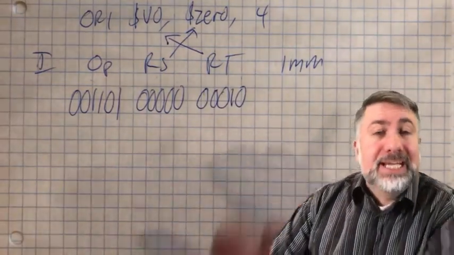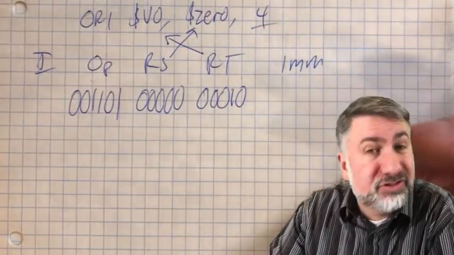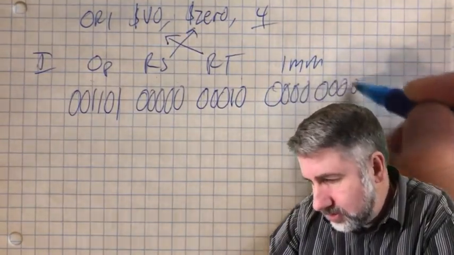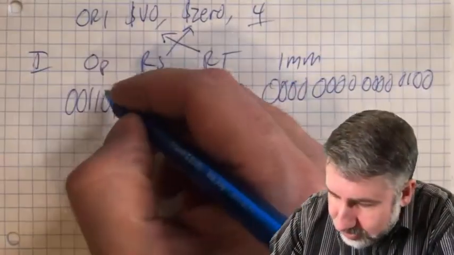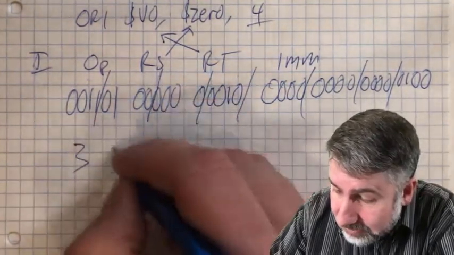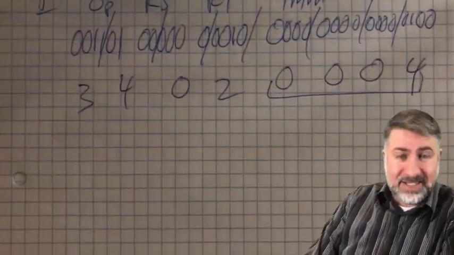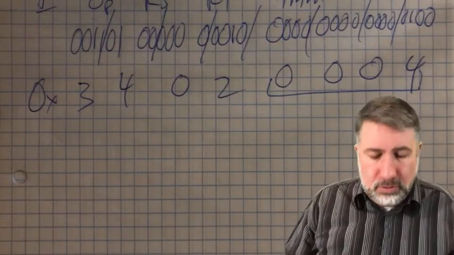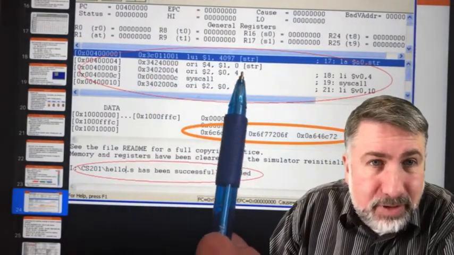And then the immediate value is a 32-bit number corresponding to the number that you want to OR with 0 and put in V0, which is 4. What's 4 in binary? It's 100, but we need 32 bits. So it's 0000000000000100. That's the number 4 in 32 bits. Now we split it up into groups of 4, and we get 3, 4, 0, 2, 0004. This makes sense because that 0004 is the immediate value that we're going to be ORing with register V0. That's hex 0x34020004. And if we look at our code here, 34020004, that's why that corresponds to this instruction.